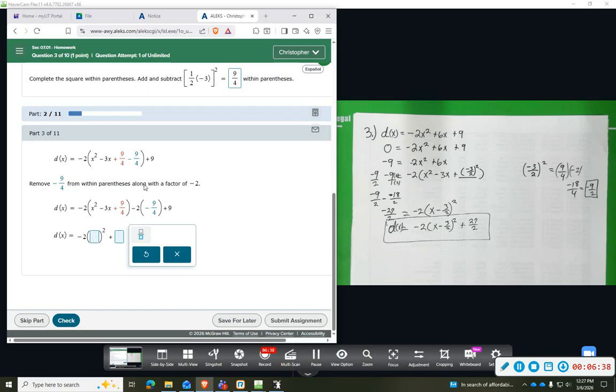Then it says remove from the parentheses along with a factor of negative 2, and I guess they just want us to do it in the factored form. So I'm doing this part here, the negative 2. So this is going to be the difference of squares part. We got the negative 2 out front. We're going to do x minus, that's a little bit different than what I'm used to, 3 divided by 2, that's squared. And then we have 27 divided by 2.